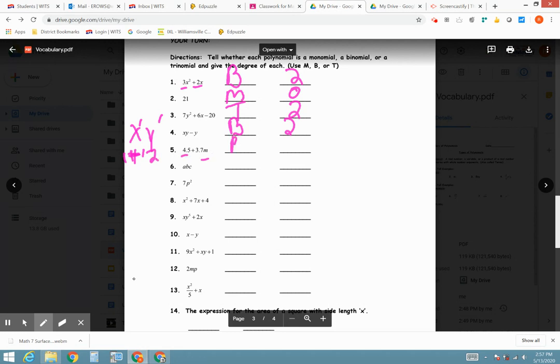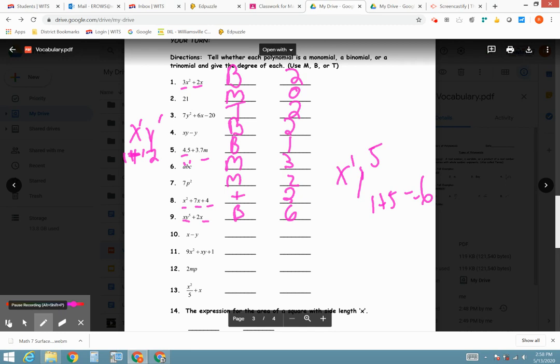2 terms here, it's a binomial, degree 1. 1 term here, monomial, there's no addition or subtraction separating it. Degree is 3 because it's a 1, a 1, and a 1, which is 3. Okay, this is another monomial, degree 2. Try this one on your own. Trinomial, degree 2. This one is a binomial, degree 6. That's tricky because it's x to the first, y to the fifth, and 1 plus 5 is 6.